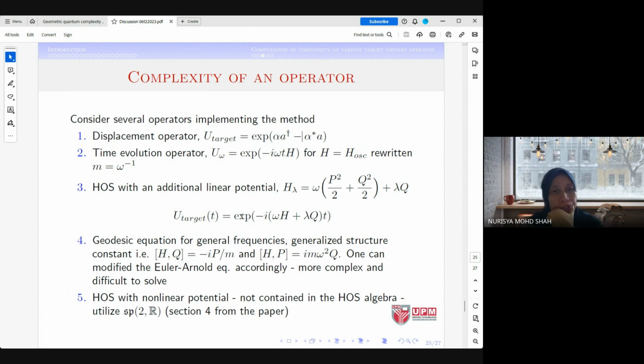But what else? You can also consider a nonlinear potential. For example, if you change Q over here into Q squared, all right? But this is not contained in the harmonic oscillator or Heisenberg algebra. But one can utilize the other algebra, the symplectic algebra, SP(2,R). This is covered in section 4 of the paper, for which they can write other generators with respect to P and Q and look at the structure constants and again follow all the rules of finding the unitary target accordingly.